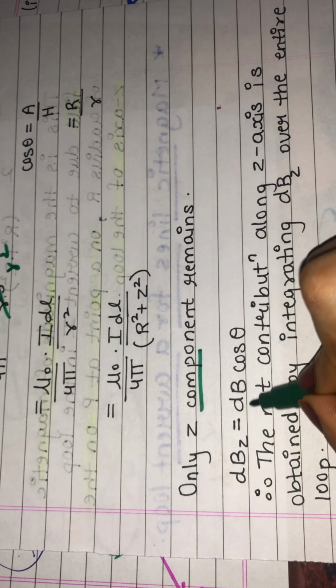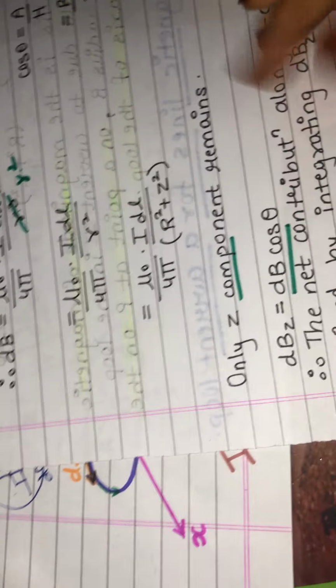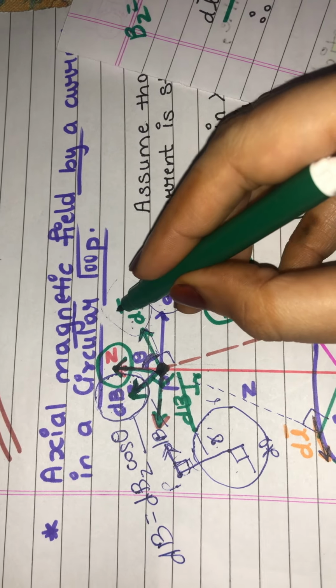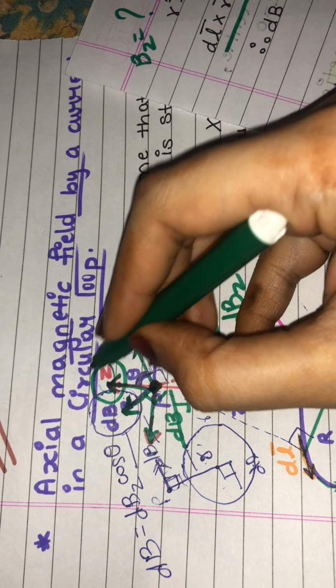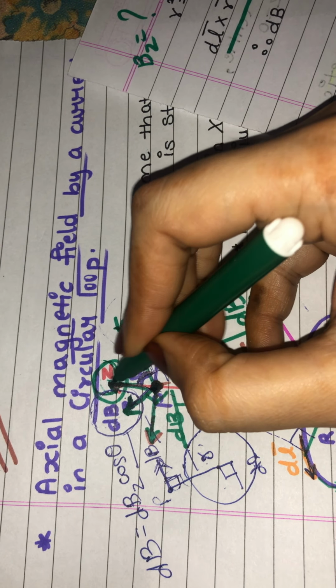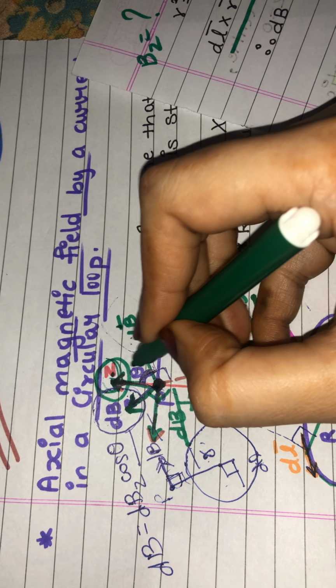But what is dBz equal to? dB cos theta. I have explained that to you. dBz is equal to dB cos theta. इधर पे है dBz on x axis. ठीक है, तो dBz is equal to dB cos theta.